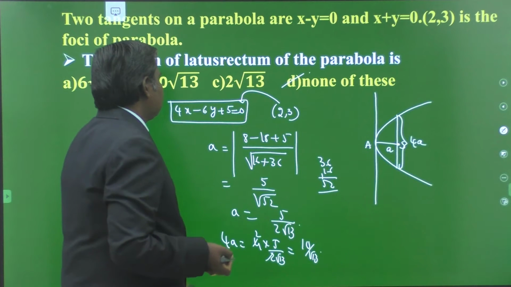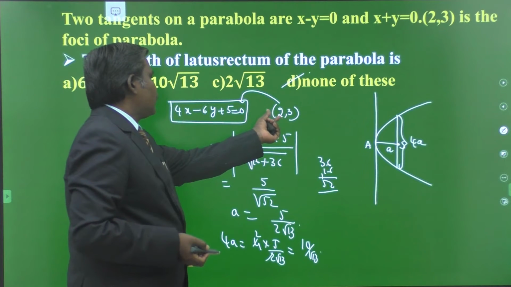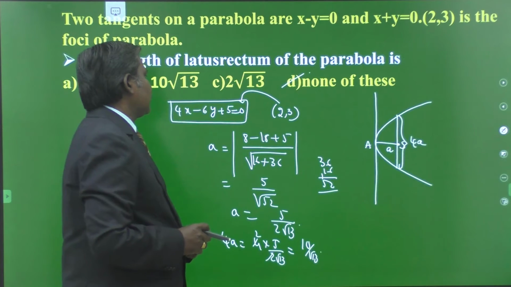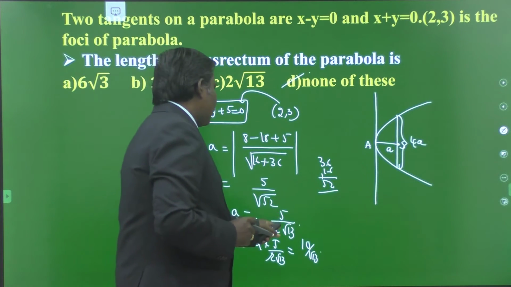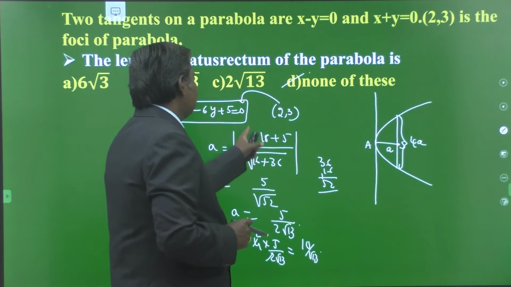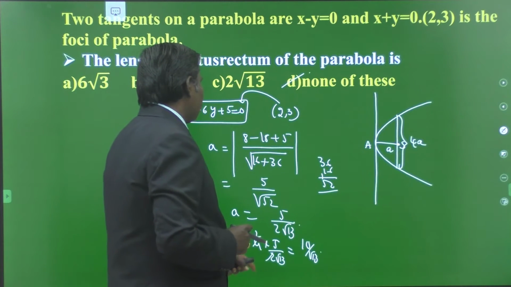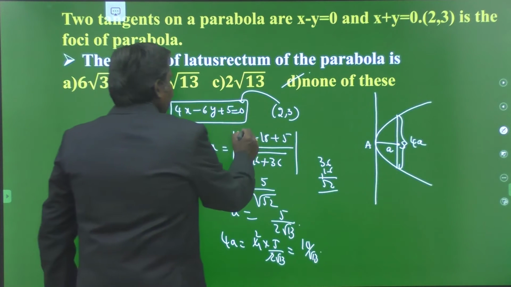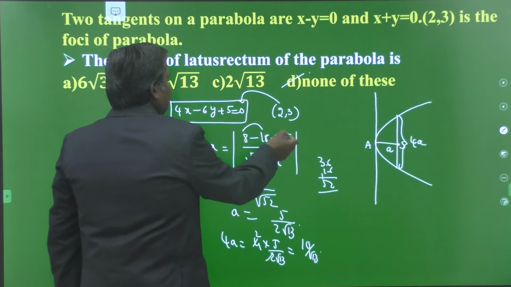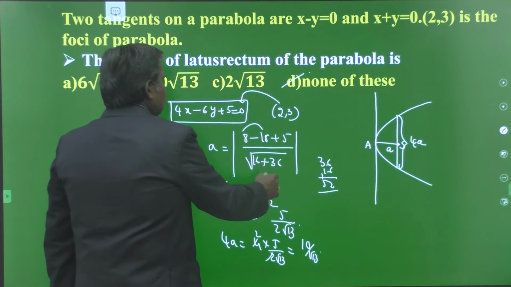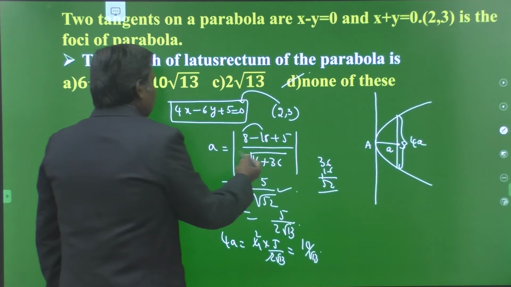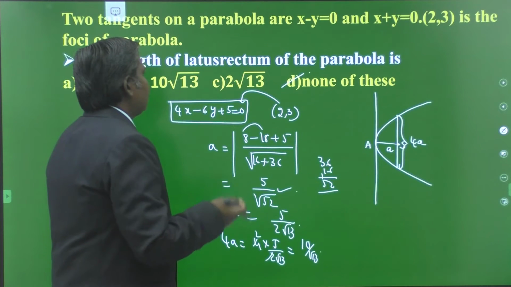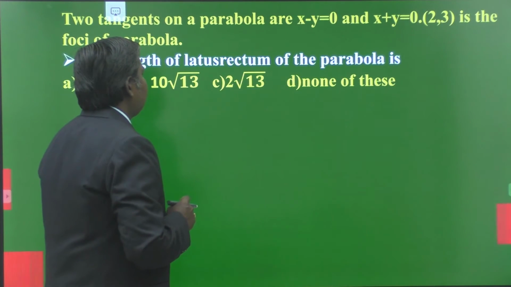The length of the latus rectum means the perpendicular distance from the focus to the tangent at vertex gives a, and multiplying by 4 gives the length of the latus rectum. So 5 by 2 root 13 is the value of a. You have to multiply that 4 times. 10 by root 13 is the answer. So 8 minus 18, that is minus 10; minus 10 plus 5 is minus 5. Modulus, 5 by root 52 is there, into 4 times gives the length of the latus rectum of the parabola. Now let us see the next question related to the same paragraph.